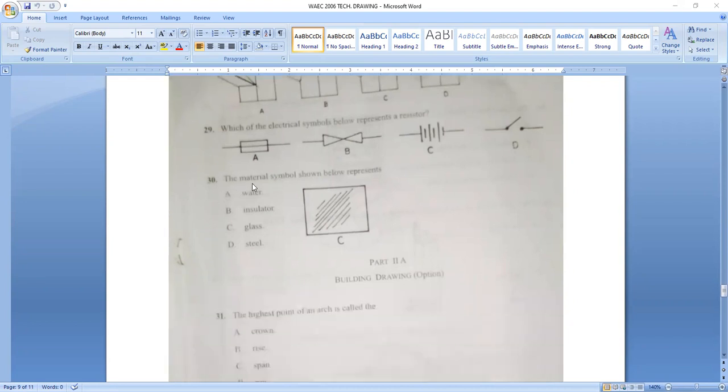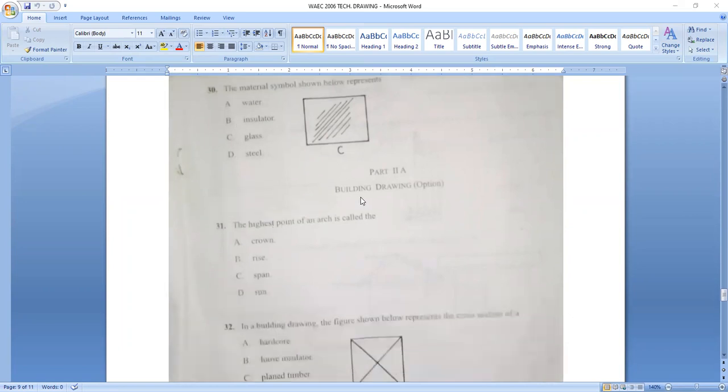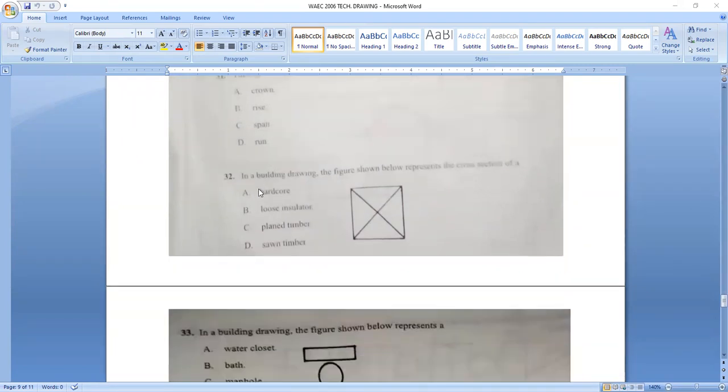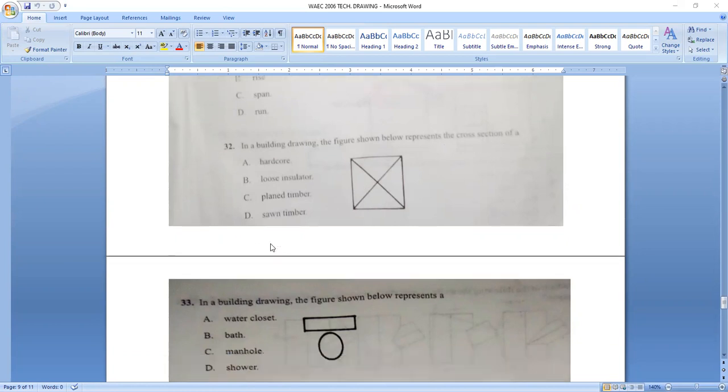Then question 30. The material symbols shown below represent glass. That is option C. Then question 31 on building drawing says that the highest point of an arc is called the crown. That is option A. Then in question 32, in a building drawing, the figure shown below represents the cross-section of a sawn timber. That is option D.